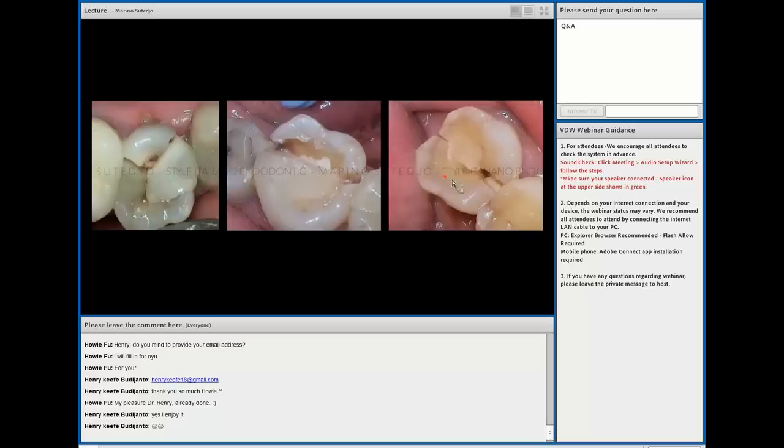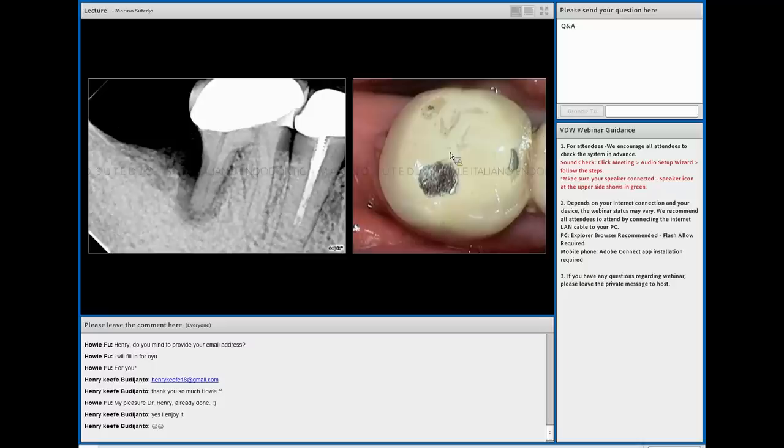We need to not just preserve, we need to stabilize it. We don't want to make a tooth that has been critically damaged more doomed and need to extract it. So therefore, you need to understand that endodontics and restorations always have a good combination and they must work together.